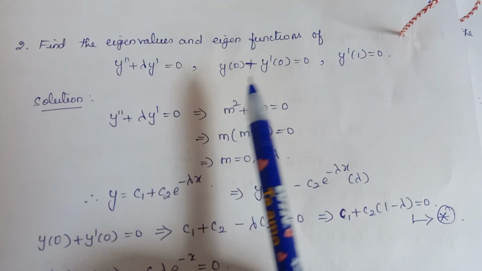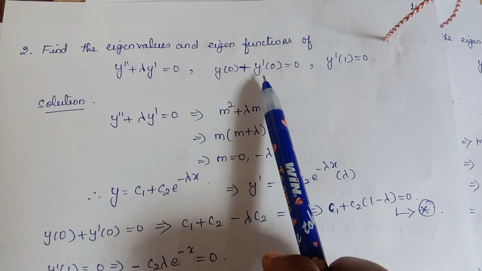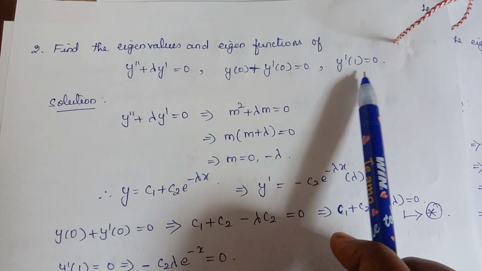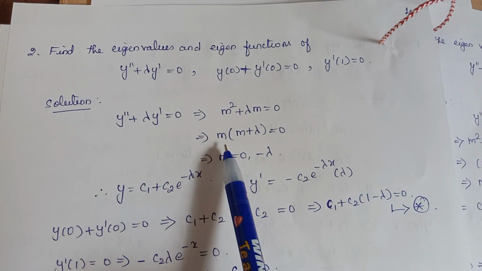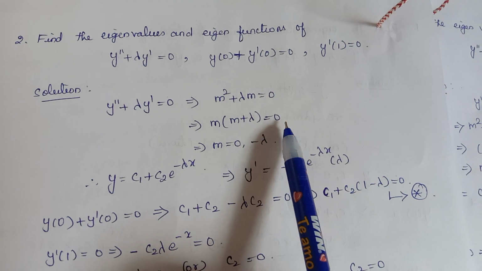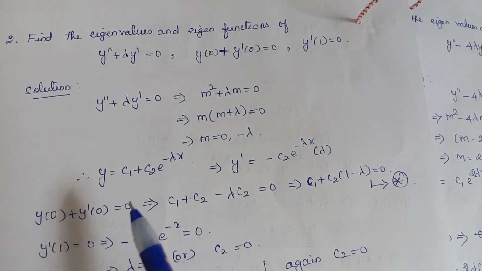Find the eigenvalues and eigenfunctions of y'' + λy' = 0 with y(0) + y'(0) = 0 and y'(1) = 0. Write the auxiliary equation m² + λm = 0. So m(m + λ) = 0, which implies m = 0 or −λ. So two real and distinct roots.